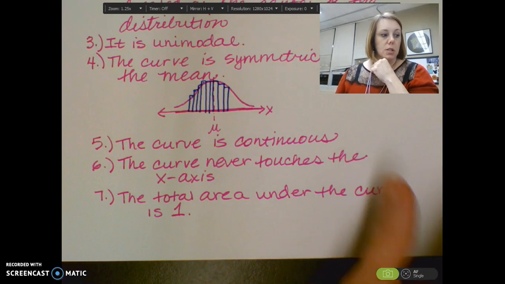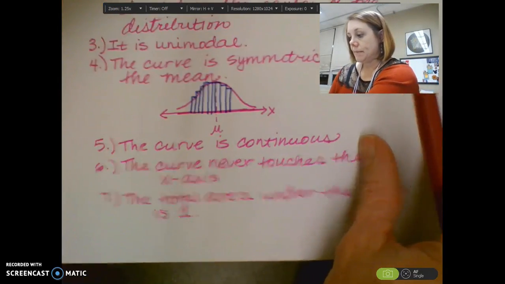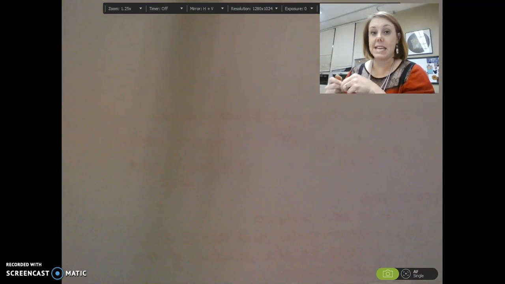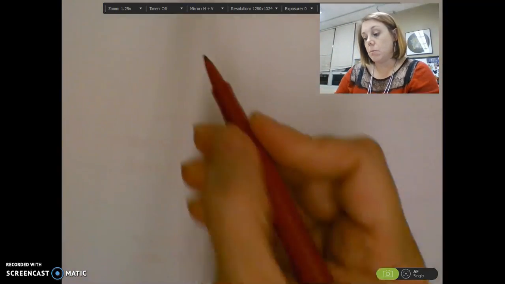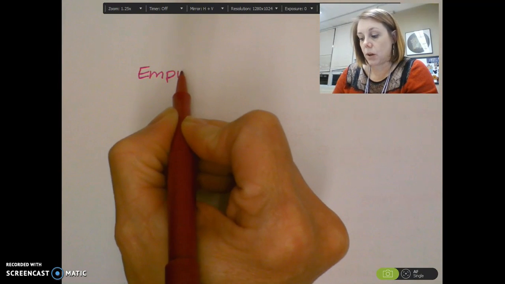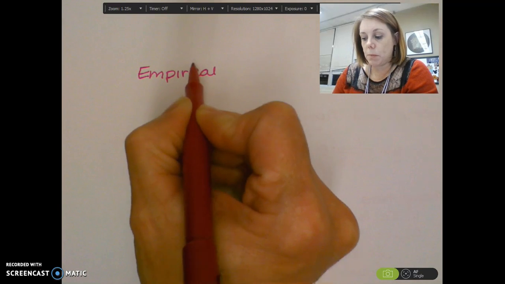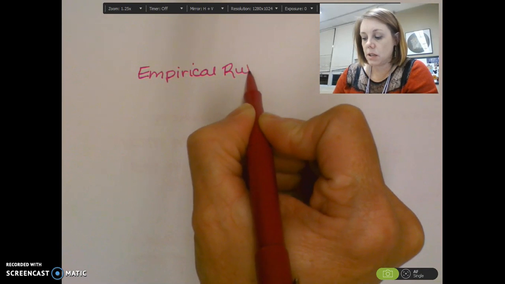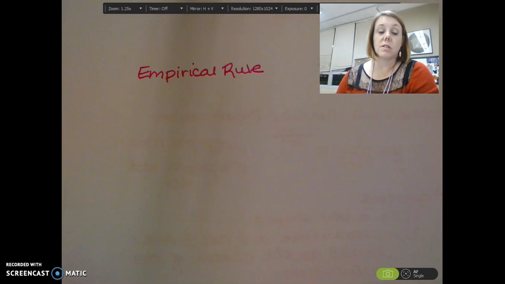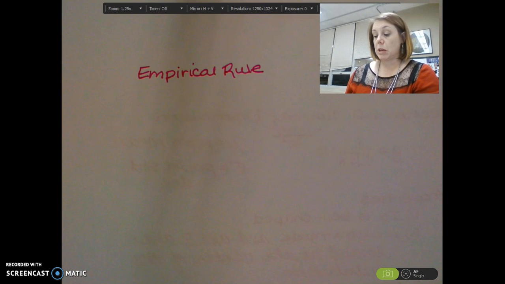Okay, so the other thing that we need to look at, and this is totally review, is what we knew as the empirical rule. The empirical rule, as you may or may not recall, dictates what percentage of the data values should be within 1, 2, or 3 standard deviations of the mean when the distribution is bell-shaped.